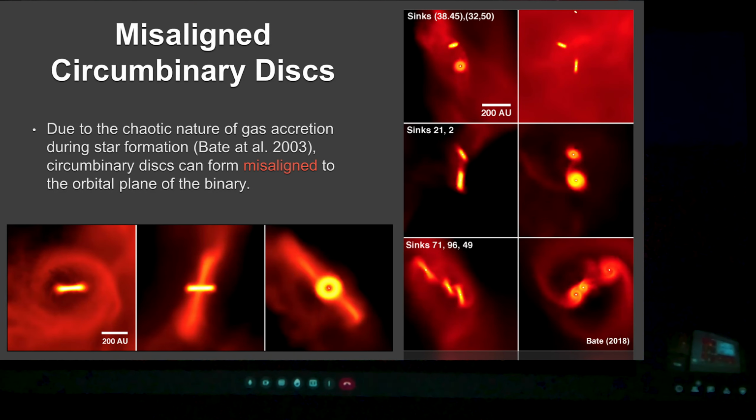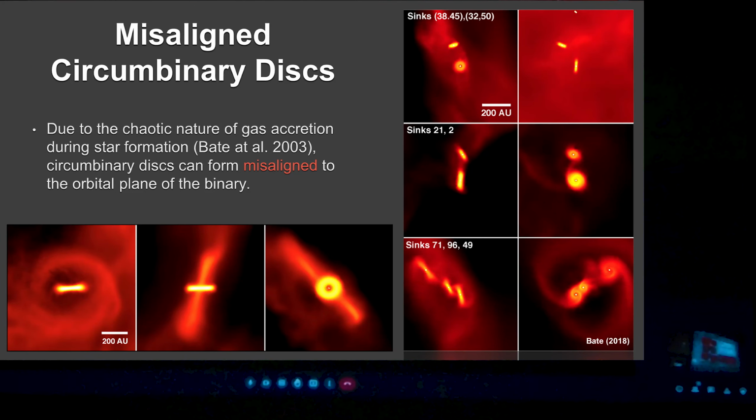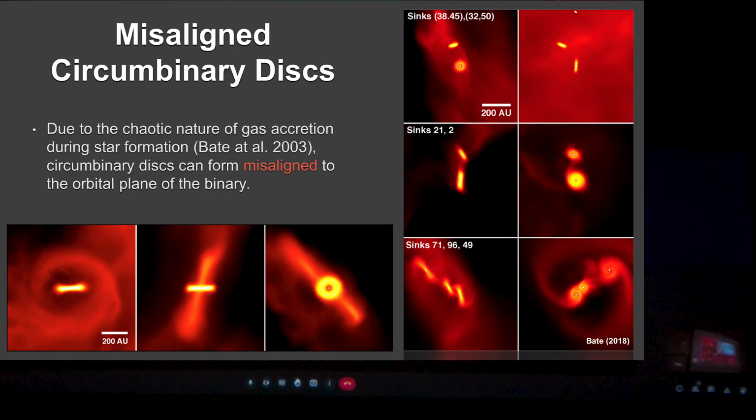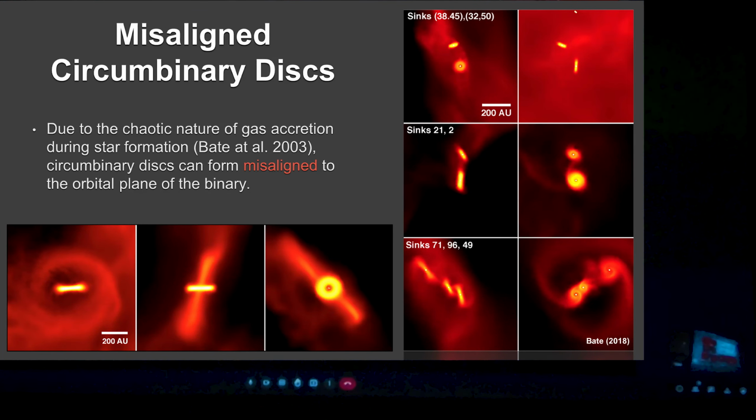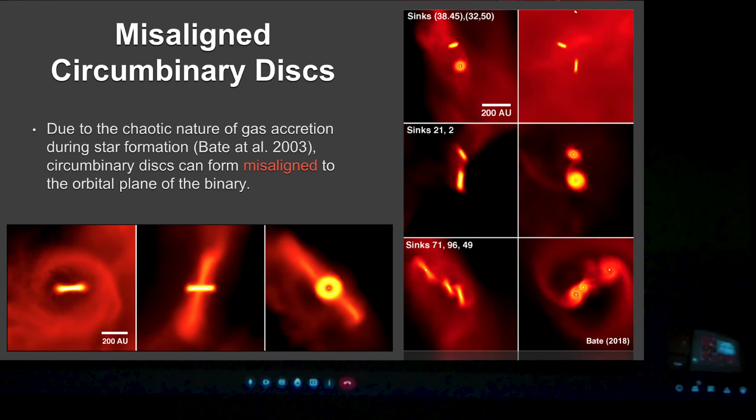And what we see when we observe these binary star systems is that these circumbinary disks are commonly misaligned to the binary plane. And this is just due to the chaotic nature of gas accretion. So when these stars are forming, you have these gas accretion events coming in at all different angles. So again, these are simulations by Matthew Bate.